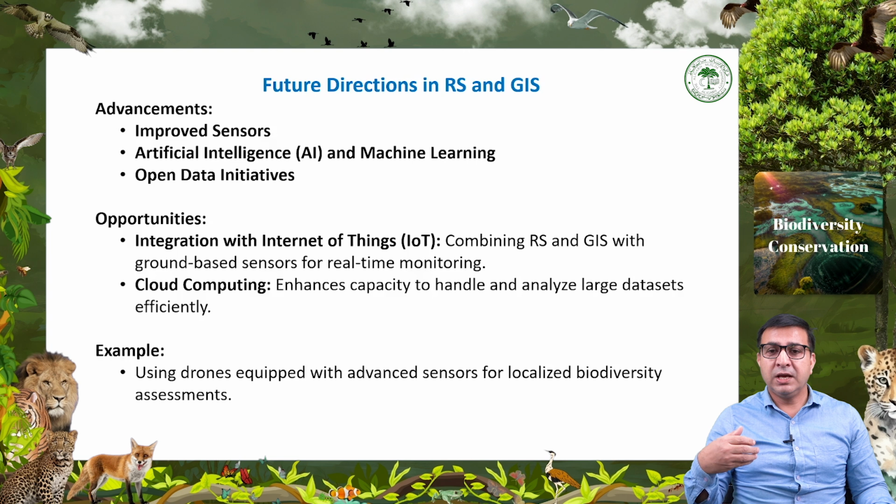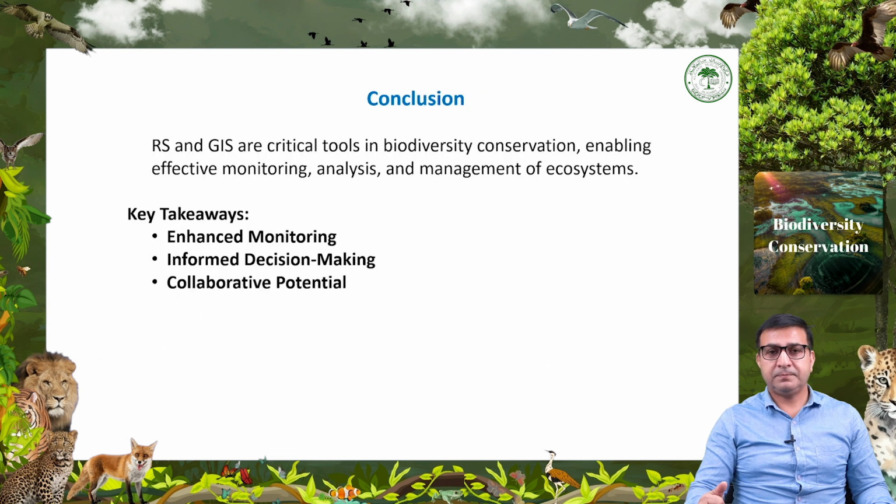Another is open data initiatives. More organizations are making satellite data freely available, enabling broader access to high-quality environmental data for the public and for organizations that need it. Another future opportunity is the integration of RS and GIS with ground-based sensors, which will allow real-time monitoring of ecosystems. For example, drones equipped with advanced sensors can provide localized real-time data on biodiversity. So these are some of the future directions in which RS and GIS are going.